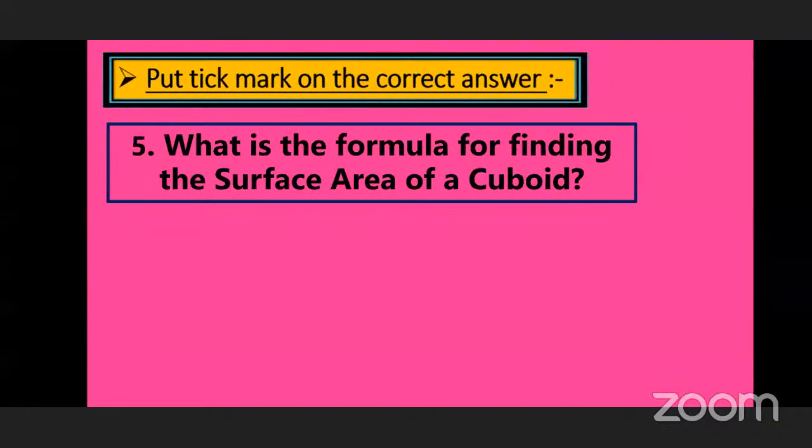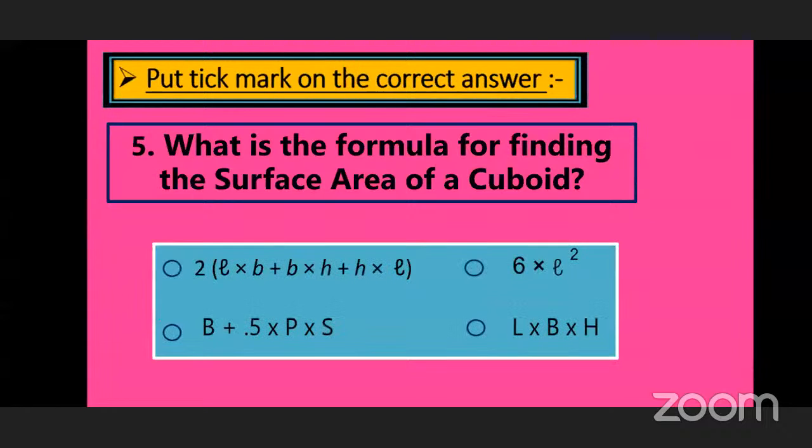Now, children, tell me what is the formula for finding out the surface area of a cuboid by choosing the correct option. Option number 1: length into breadth plus breadth into height plus height into length. Yes.